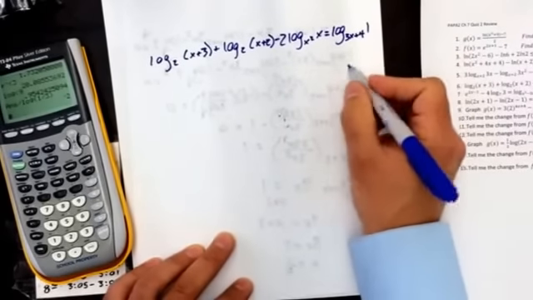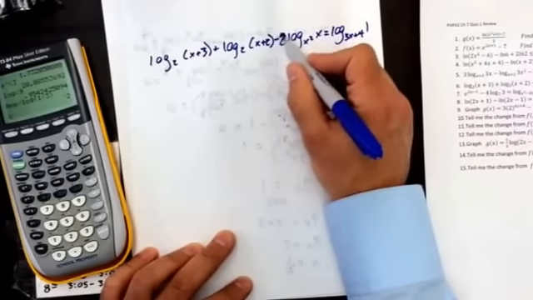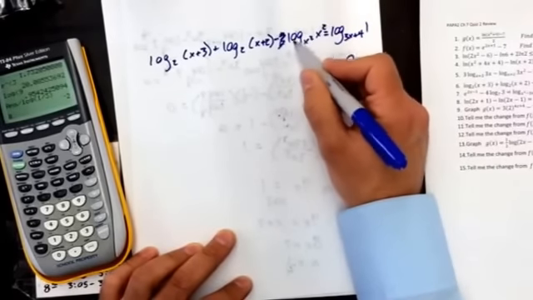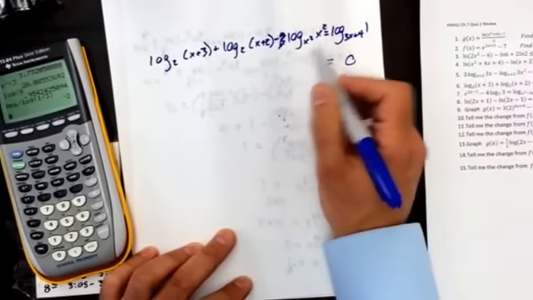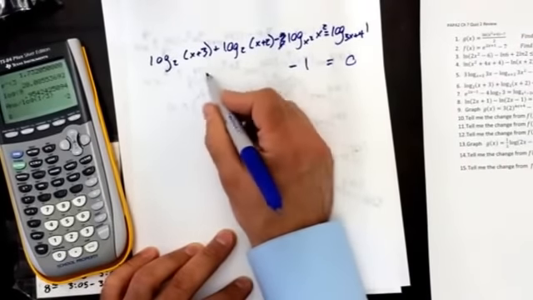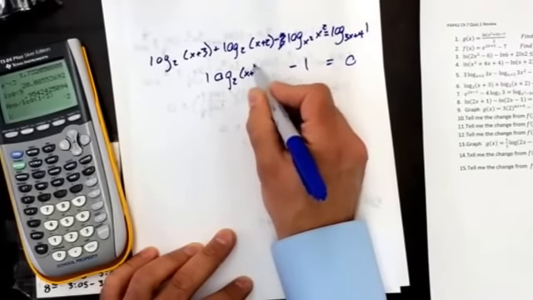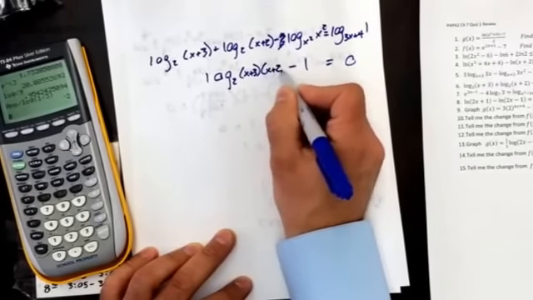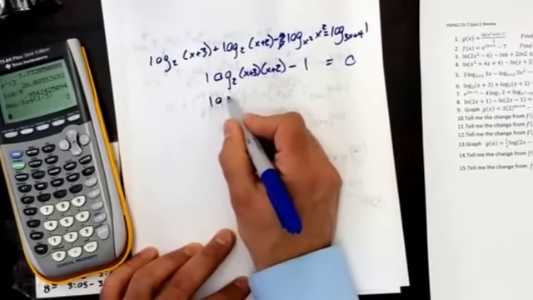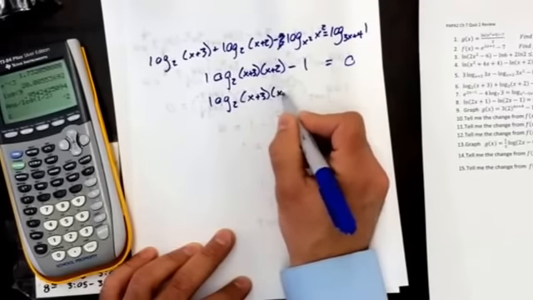This one is log of 1, so that's going to be 0. This 2 is going to move to the front, to the exponent. Log base x squared of x squared is going to be 1. I'm going to combine these two because they have the same base. Log base 2 of x plus 3 times x plus 2. I'm going to add the 1 over. Log base 2 of x plus 3 times x plus 2.